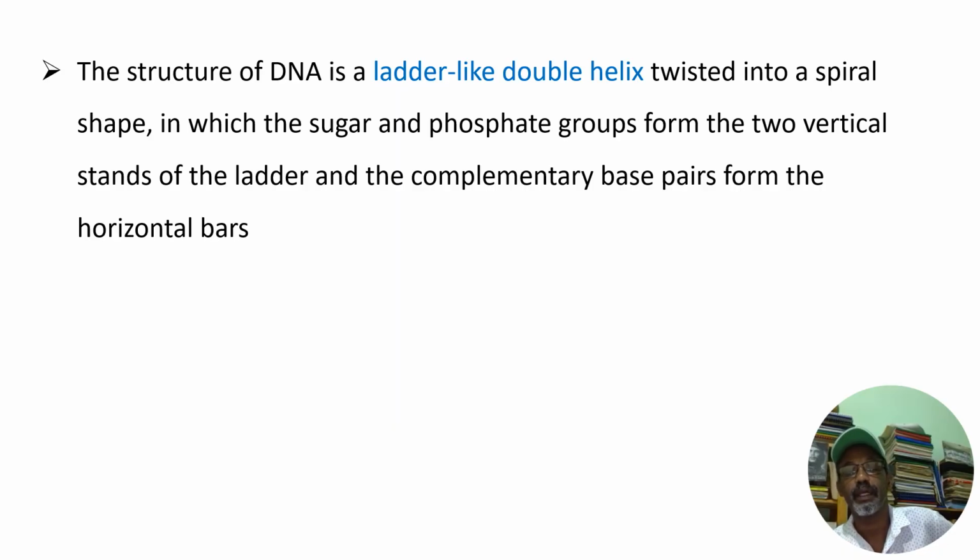A ladder-like double helix twisted into a spiral shape, in which the sugar and phosphate groups form the two vertical strands of the ladder, and the complementary base pairs form the horizontal bars. As I've told you, horizontal bars are there, and also the standing vertical poles. The vertical poles are made from interconnected sugar phosphate. We call it the sugar phosphate backbone. The horizontal parts are complementary base pairs, that is A with T and C with G, or vice versa.